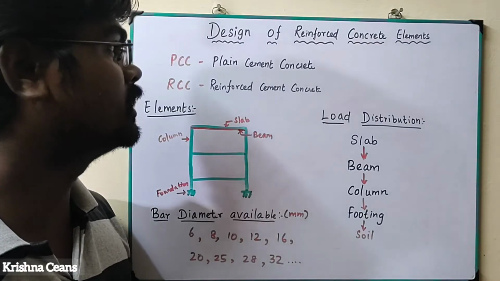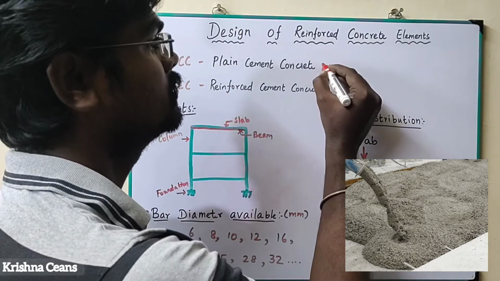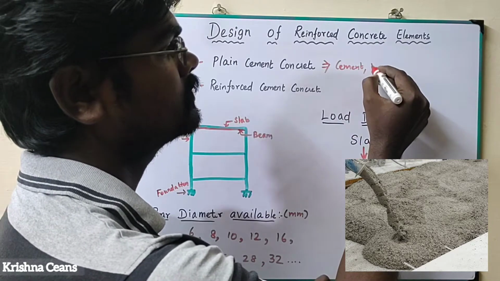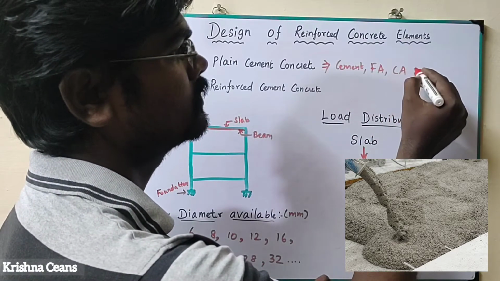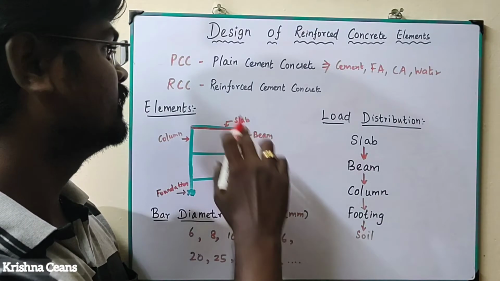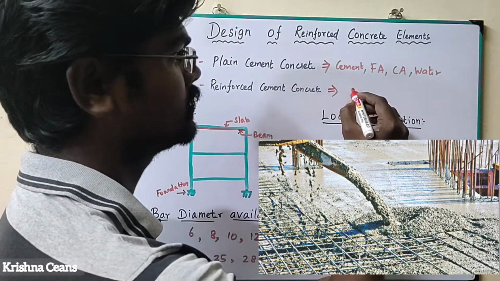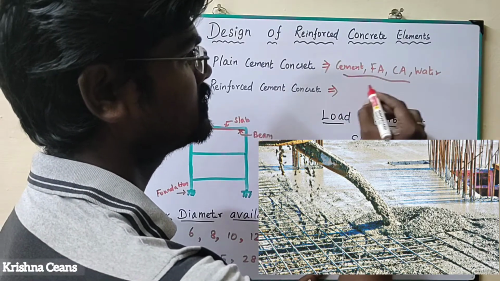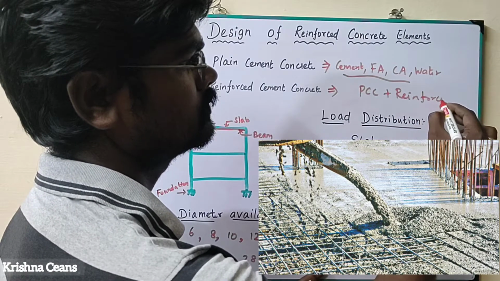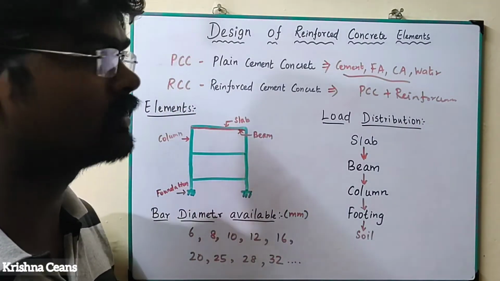PCC means plain cement concrete. Plain cement concrete is nothing but the combination of cement, fine aggregate, coarse aggregate plus water. Whereas reinforced cement concrete means, in addition to that, we insert the reinforcement. So PCC plus reinforcement, that we call RCC, reinforced cement concrete.